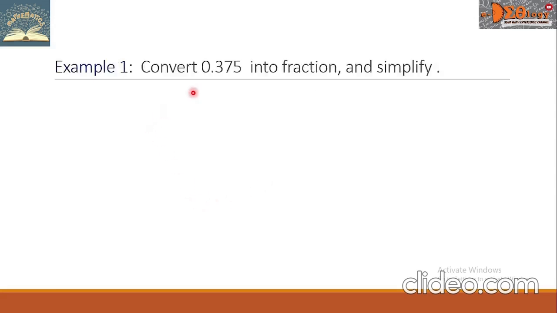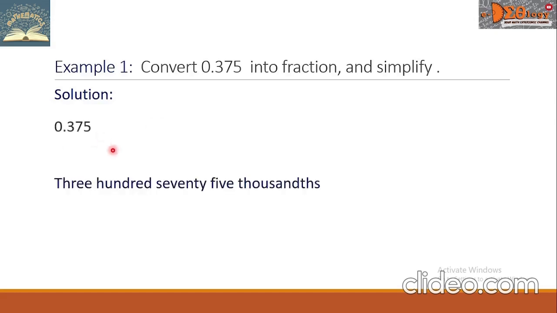Example 1. Convert 0.375 into fraction and simplify. The given decimal is 0.375. We read this formally as 375 thousandths. We include here the place value of the last digit, which is 5, the thousandths.